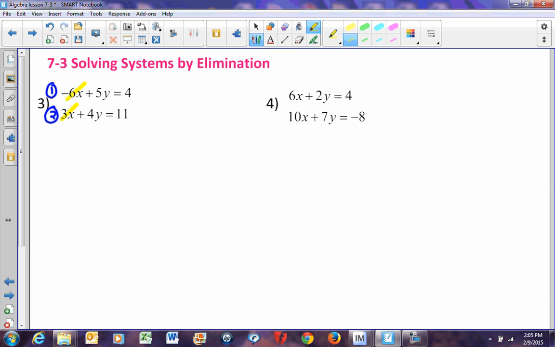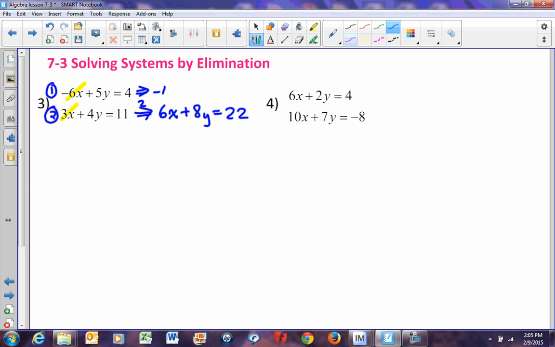So what do I need to do to get 3x to become 6x? I need to multiply it by 2. So if I take the second equation and multiply everything by 2, it's already negative, so that when I add it, my x's will cancel out. So 3x times 2 is 6x, 4y times 2 is 8y, and 11 times 2 is 22. Oops, that's supposed to be equals. In my first equation, I'm just going to leave it alone.